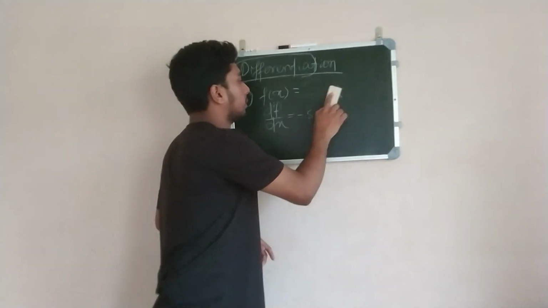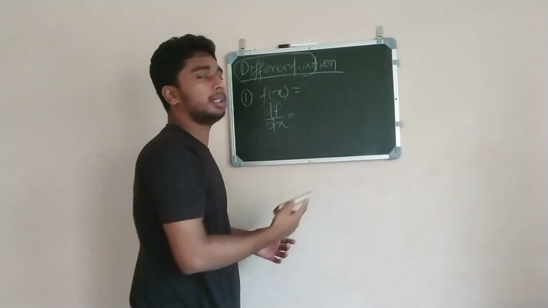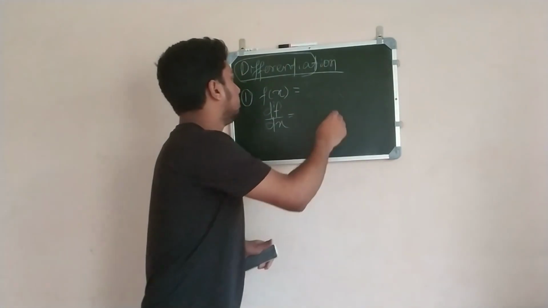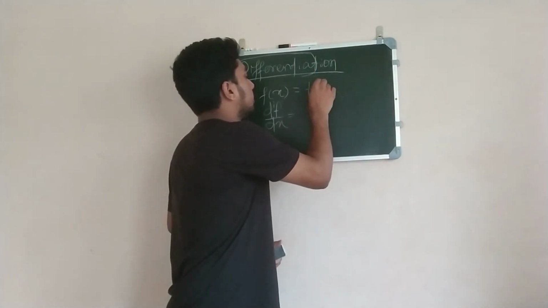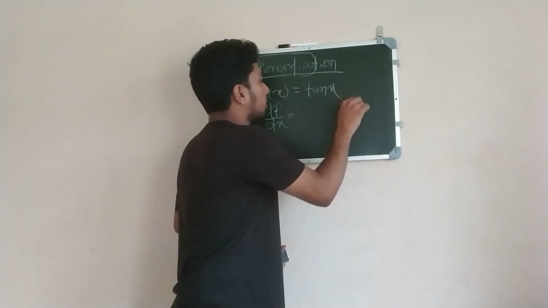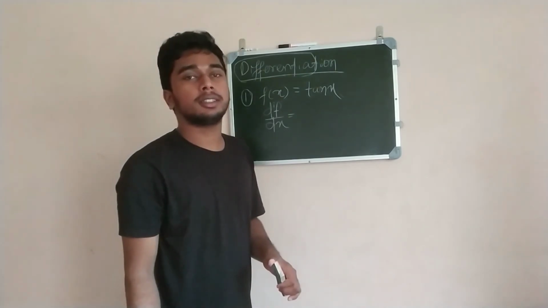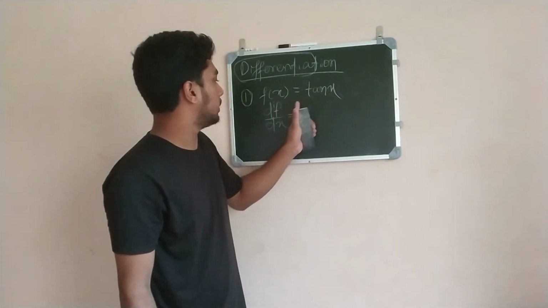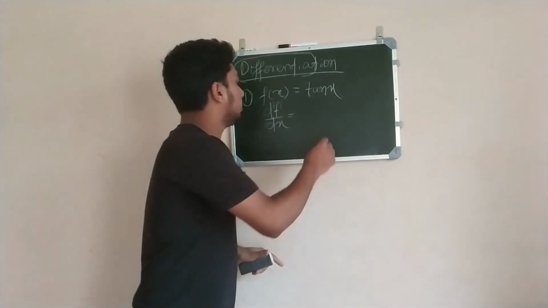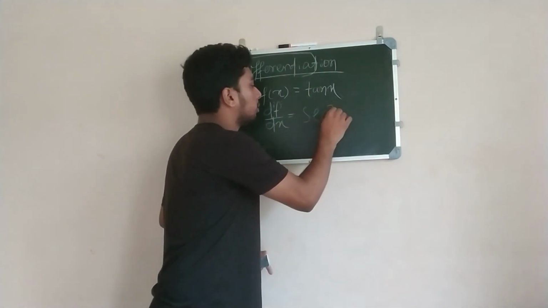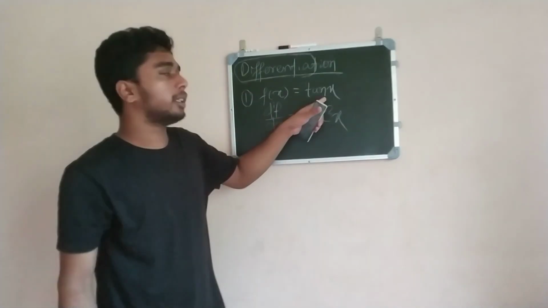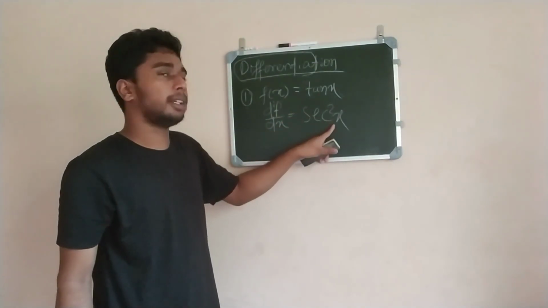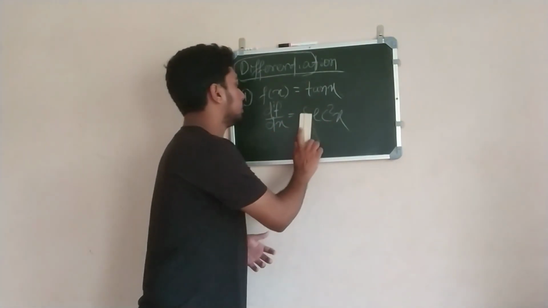Then if our function is tan x, the derivative will be sec square x. So the derivative of tan x is sec square x. Just remember these things.